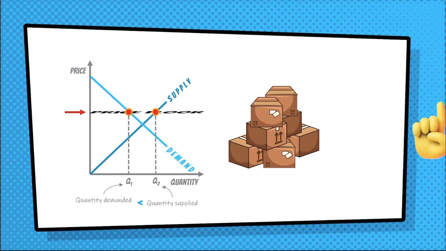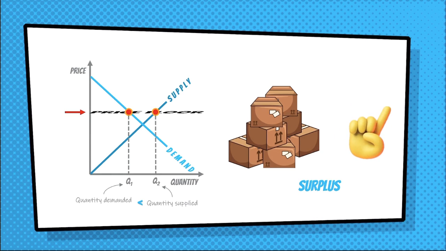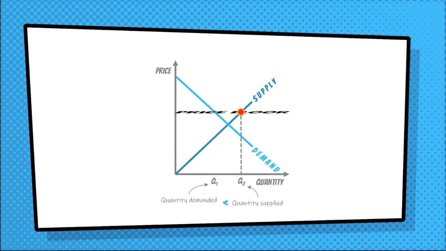And this will cause surplus, the goods that cannot sell. And here we can see the consumer surplus is decreased and the producer surplus increased. And here's the deadweight loss. The foregone transaction turns into deadweight loss.